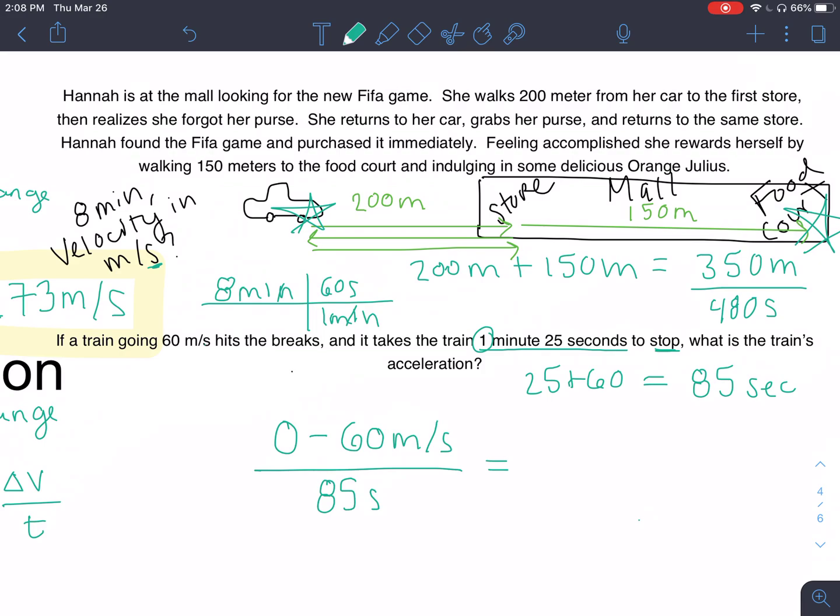So for this calculation, you will get a change of negative 0.7 meters per second per second. And that looks a little odd, but that's totally fine if your units do look like that. They can also be expressed as negative 0.7 meters per second squared.